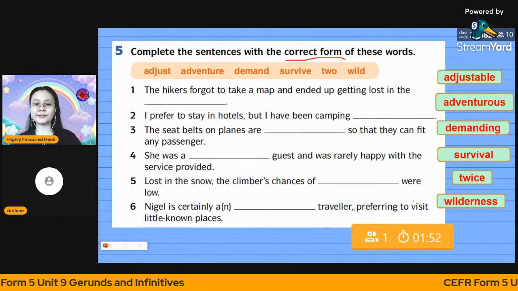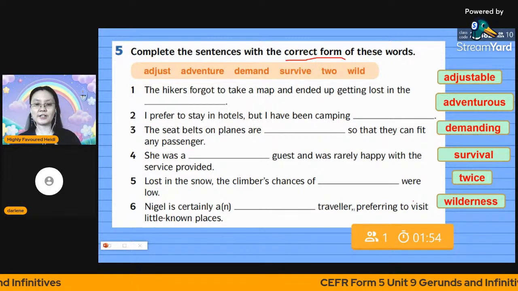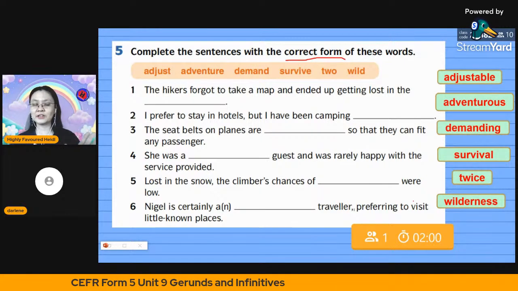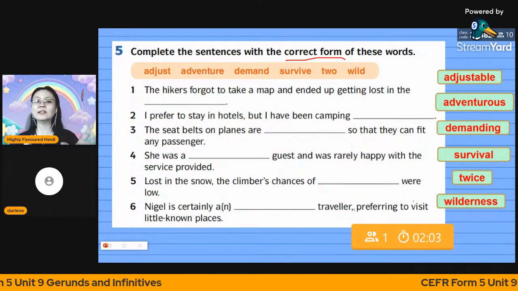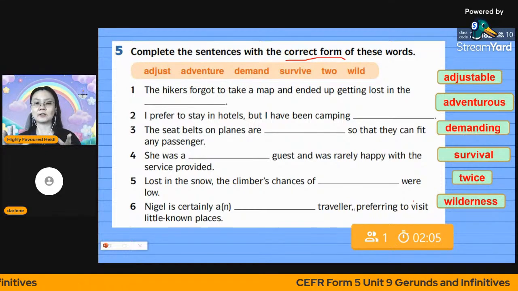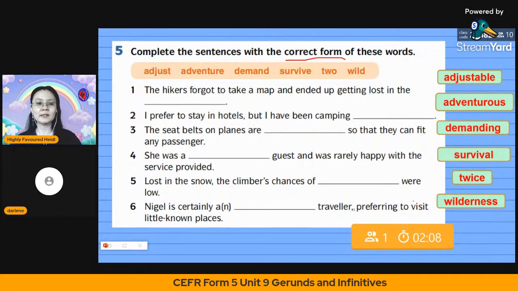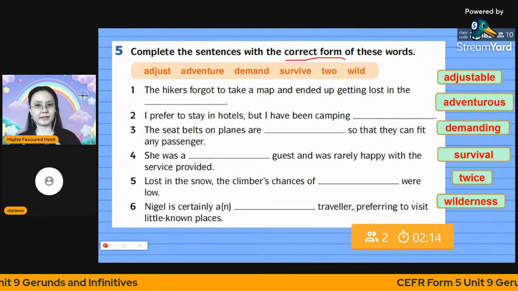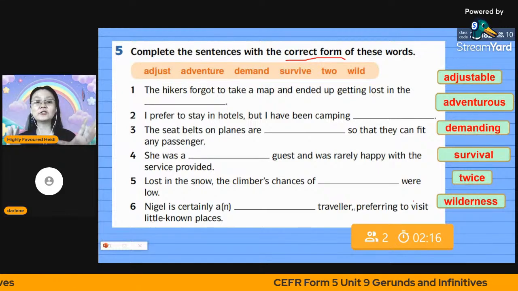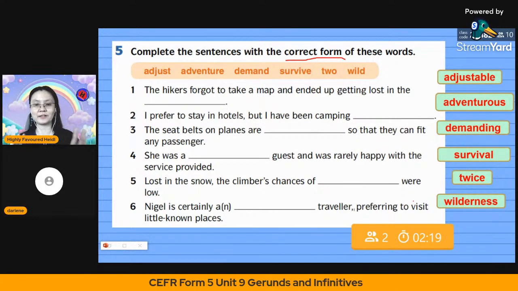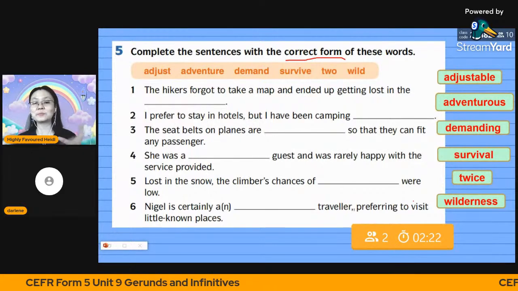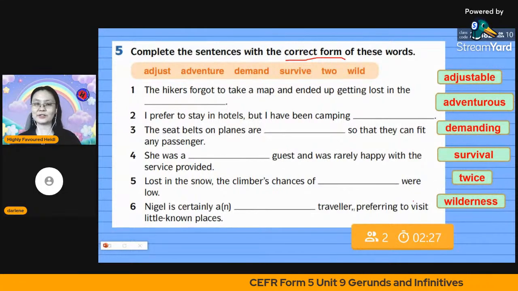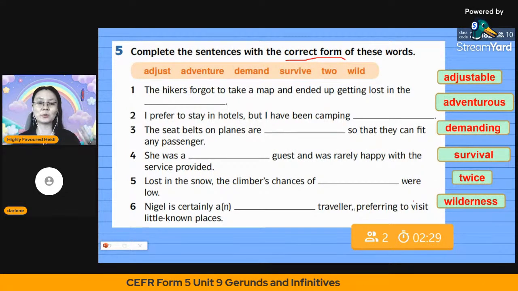Lost in the snow, the climbers' chances of what? Were low. Lost in the snow. The keyword is lost in the snow. So the climbers' chances of what? Were low. Nigel is certainly a or an, depending on the next word. Traveler, preferring to visit little known places. So what do you call such a traveler? They prefer to visit little known places, those that all the tourists will not go to. Nigel is interested in those little known places.